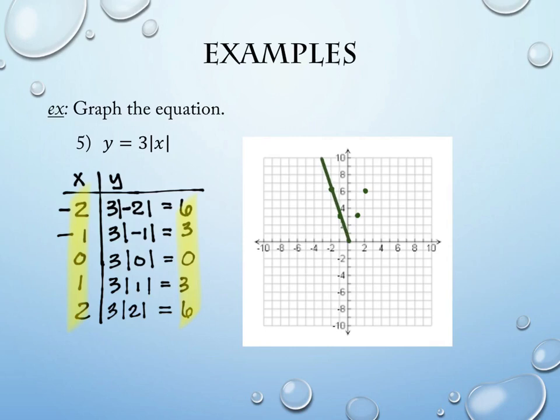And the reason it's a V is because both sides are actually creating lines. They have the same slope. It's up 3/1, down 3/1, depending on which side you're on. So this is the equation that we would have been graphing.